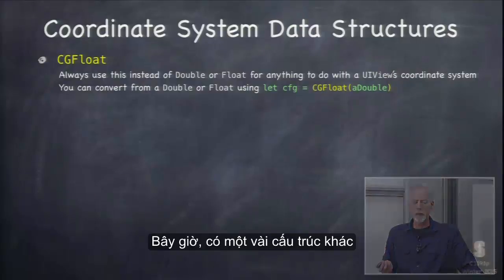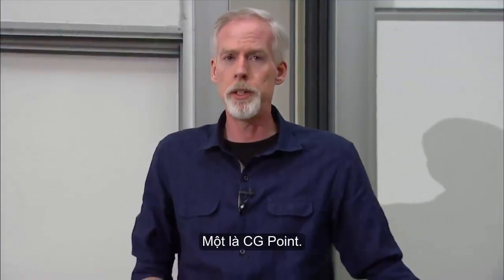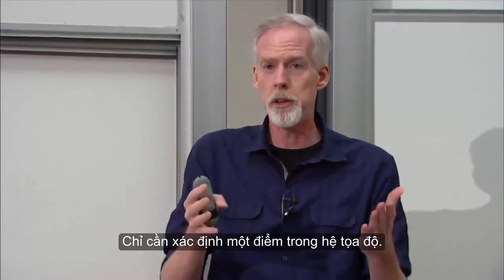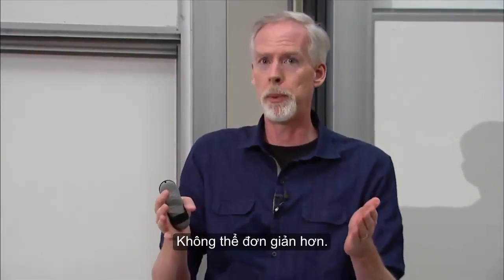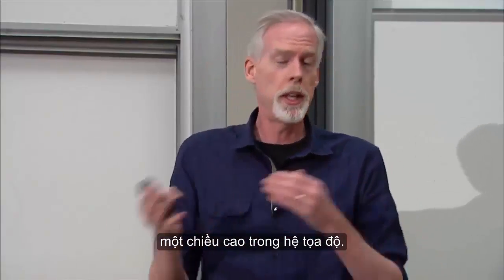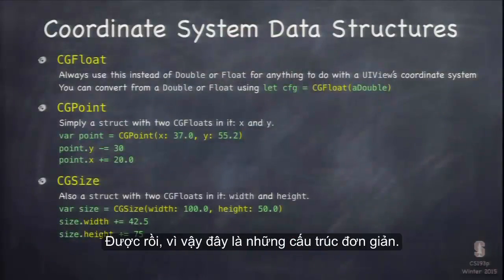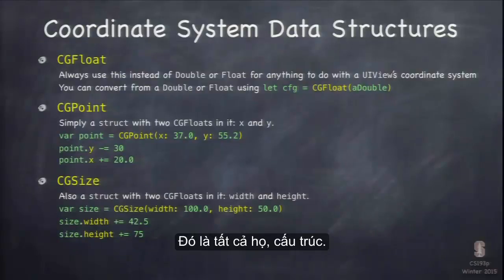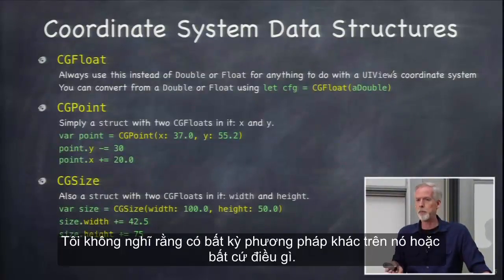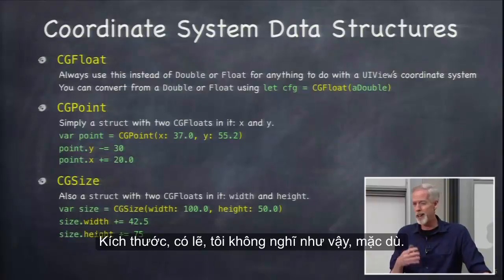Now, there's a couple other structs that are important here. One is CGPoint. It's just two CGFloats, x and y. It just defines a point in the coordinate system. Couldn't be simpler. Okay? And there's also CGSize. Just defines a width and a height in the coordinate system. Okay? So these are just simple structs. That's all they are, structs. I don't think point has any other methods on it or anything. Size, maybe. I don't think so, though.